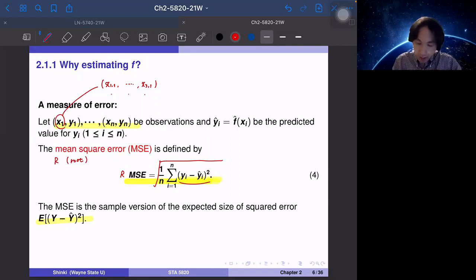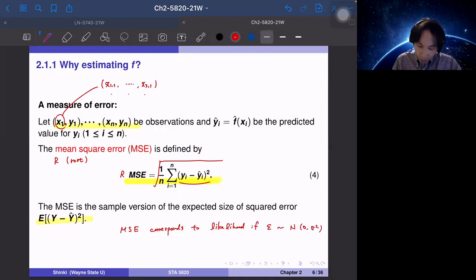So the reason is that this MSE corresponds to the likelihood function if the errors are normal, if the error term is normal.